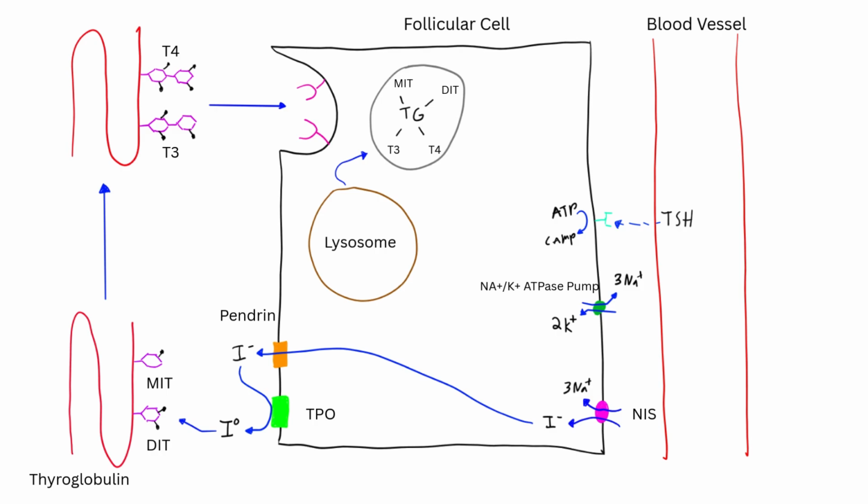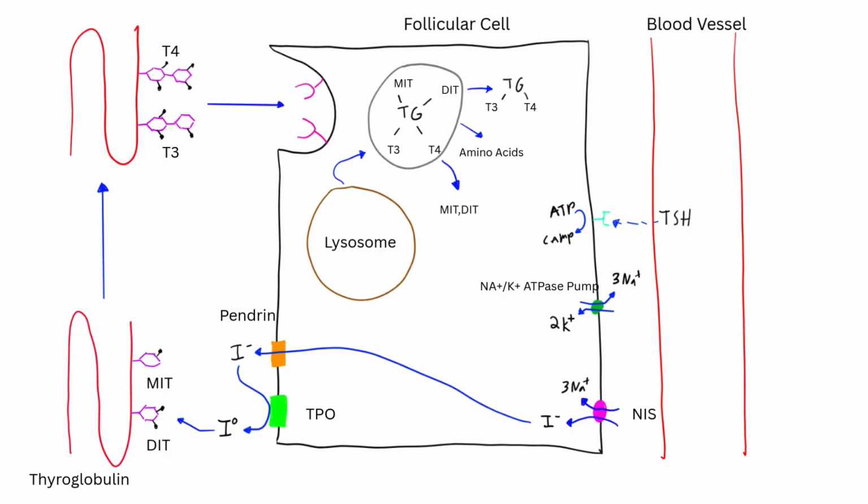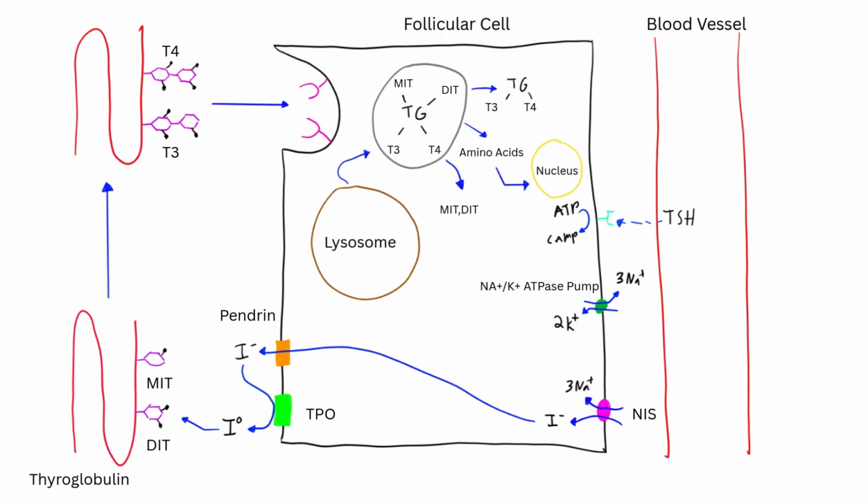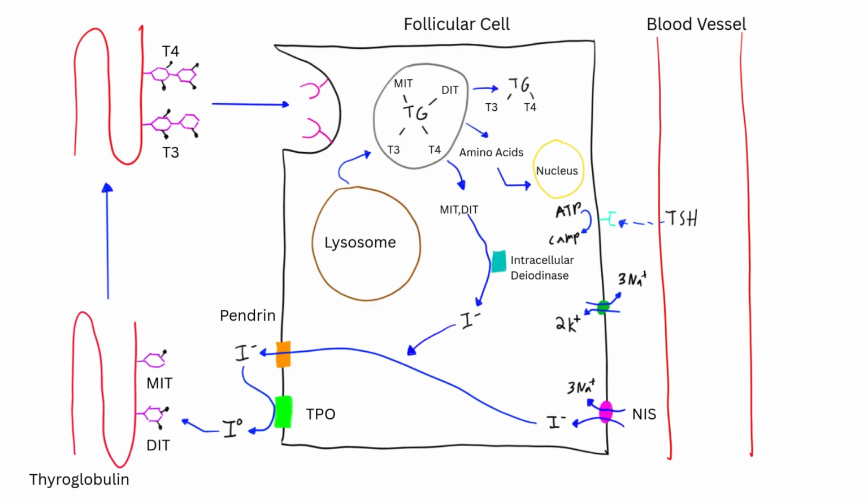A lysosome will fuse with the vesicle and begin to break it down. The products of this breakdown include MIT and DIT, amino acids, and T3 and T4. Amino acids are then brought to the nucleus to be recycled. Intracellular deiodinase removes the iodine from the MITs and DITs and recycles it.